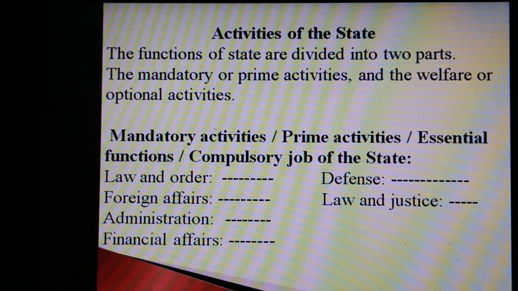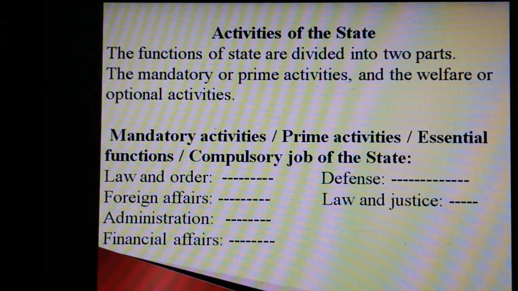Moreover, the state formulates annual budget, introduces paper currency, coin currency, facilitates investment, fixes up the price for essential commodities, and determines unit of measurement. Even the state controls the price level and inflation rate in the country. So, dear student, these are the mandatory or prime or compulsory activities of the state.